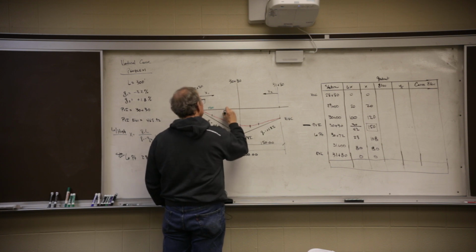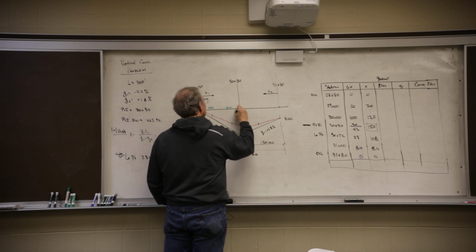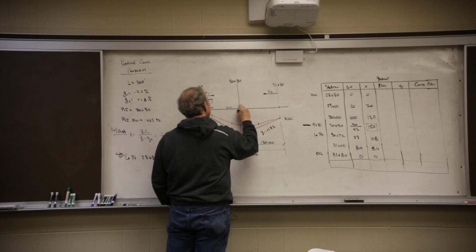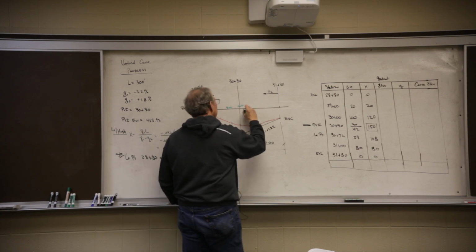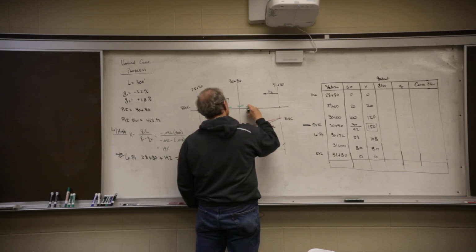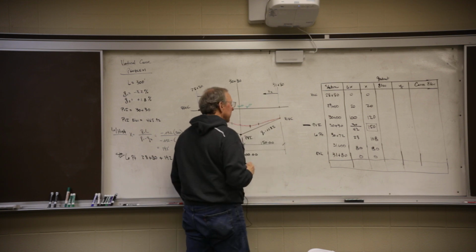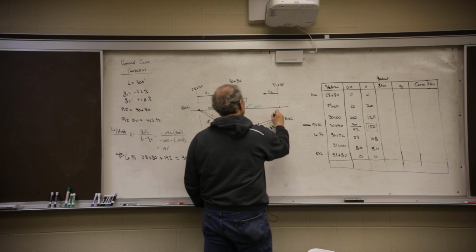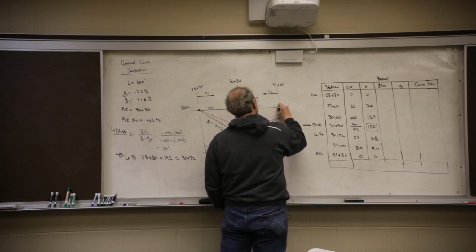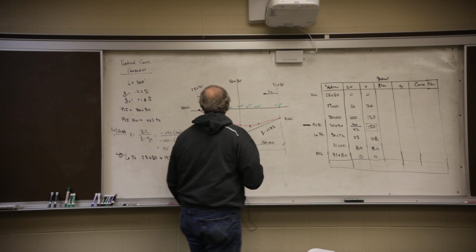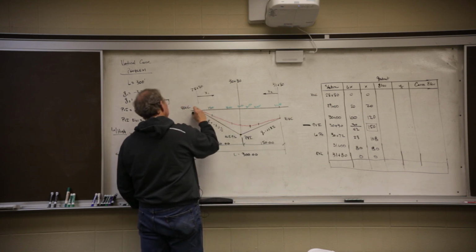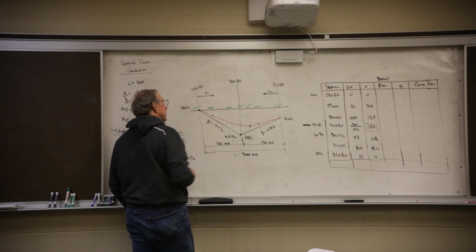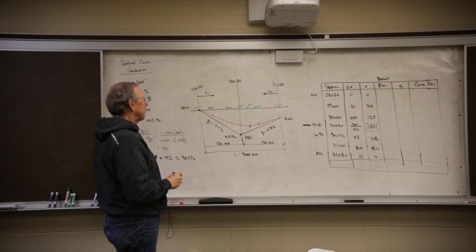This guy right here is 30+00. This guy right here is 30+30. This guy right here is 30+72. This guy here is 31+00. And this guy here is 31+80. And this guy right here is 28+80. Okay, so there's my stakes.